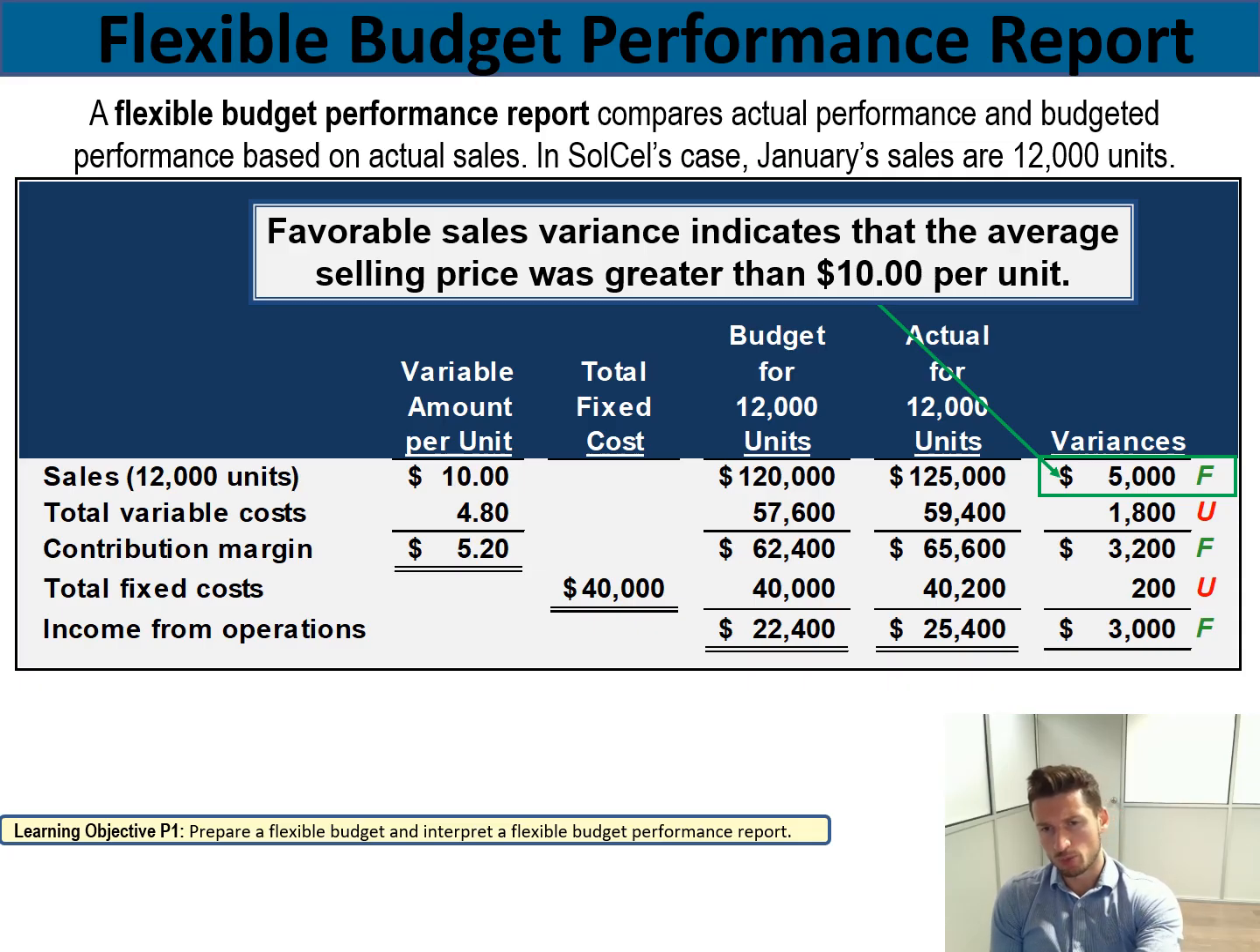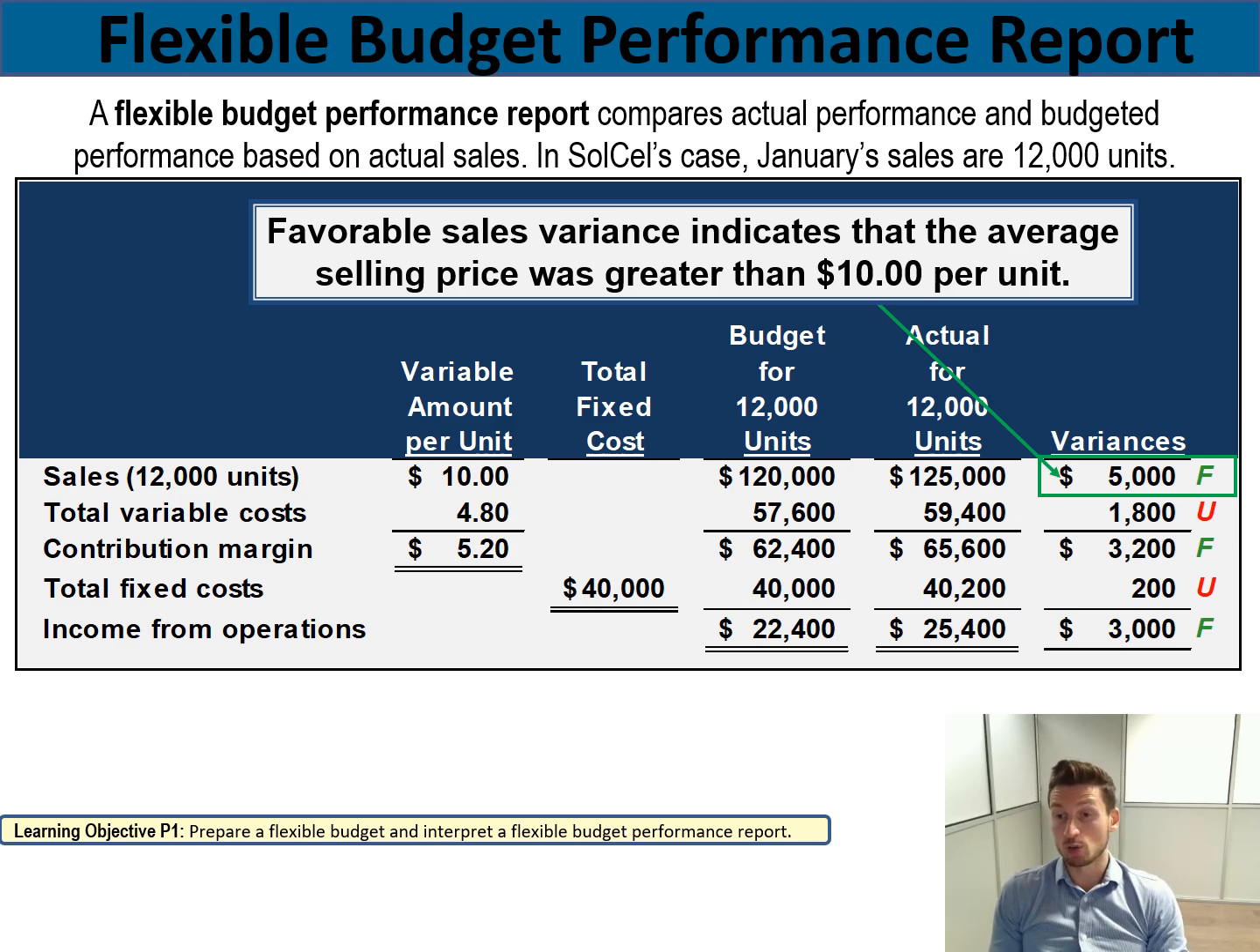Variable cost was projected to be 57,600, but actually now it's 59,400. So I was expecting to spend this money, but I spent 1,800 more. So it's unfavorable by 1,800. Contribution margin automatically will be the difference between sales and variable cost. So I was expecting to have 62,400, but I have 65,600. So my contribution margin is favorable.